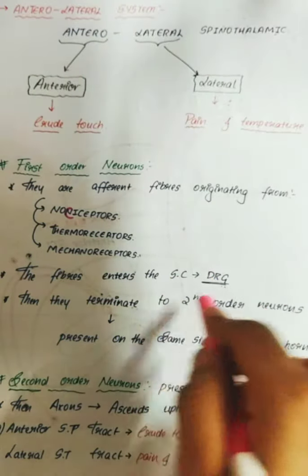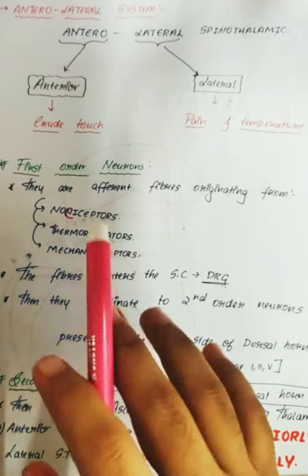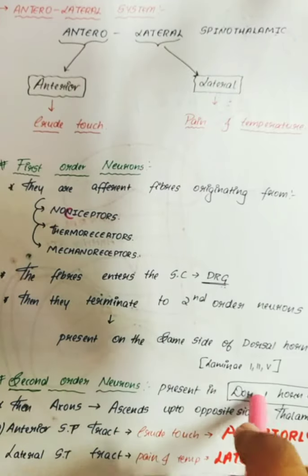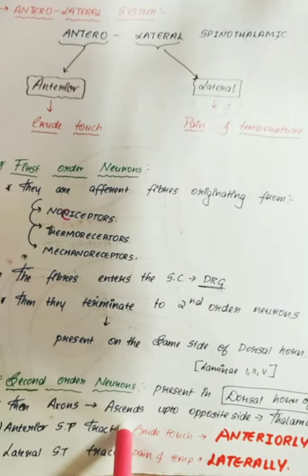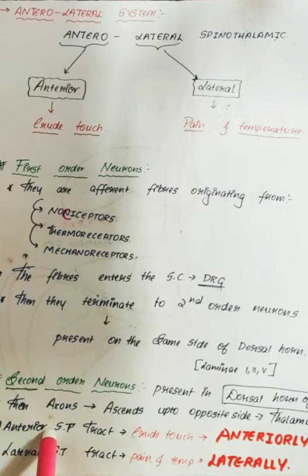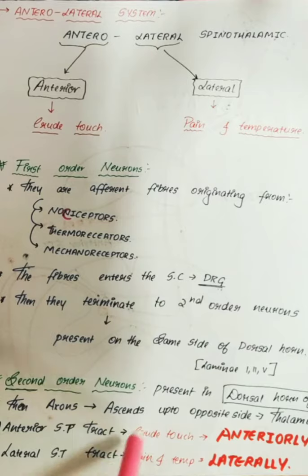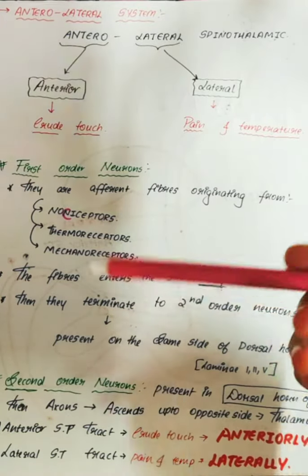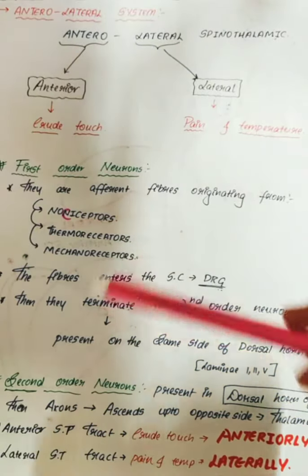They terminate on the second order neurons in the spinal cord, present on the same side of the dorsal horn. In the dorsal horn itself, you can see the second order neurons. Their axons ascend up till the thalamus. From the spinal cord it will reach up till the thalamus. Anterior spinothalamic tract is for crude touch, and the lateral spinothalamic tract is for pain and temperature. Anterior spinothalamic tract passes anteriorly, lateral spinothalamic tract passes laterally. Then the third order neurons: once it reaches the thalamus, ventro-posterolateral nucleus, from there it will go to sensory cortex area numbers 3, 1, 2. That is the third order neuron.